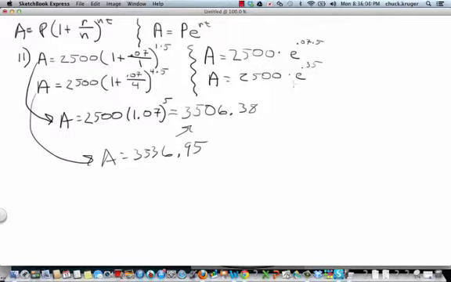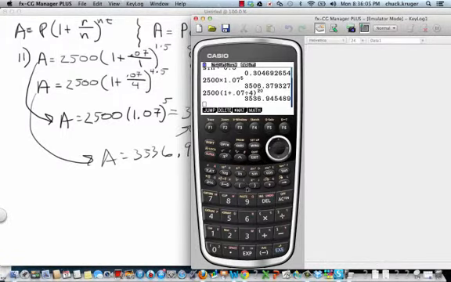And so now let's take a look and compare it to this one. It's going to be 2,500 times e to the 0.35 power. And I make a little bit more, $3,547.67. So that gives you the most because that's continuously.